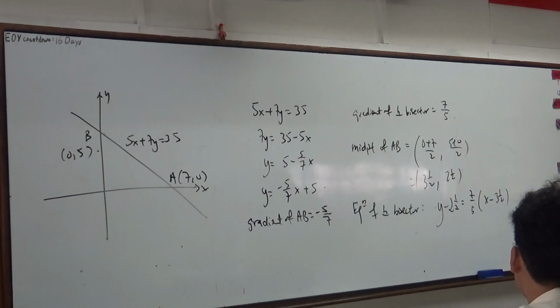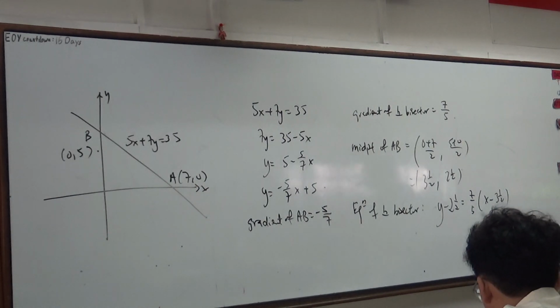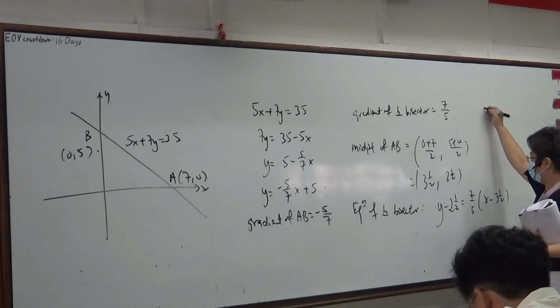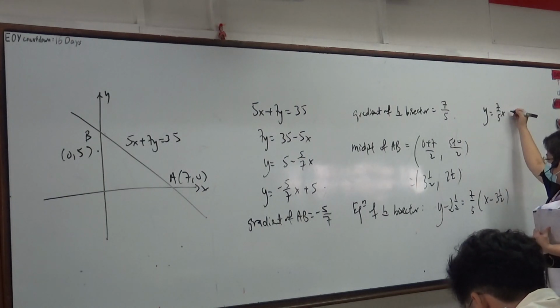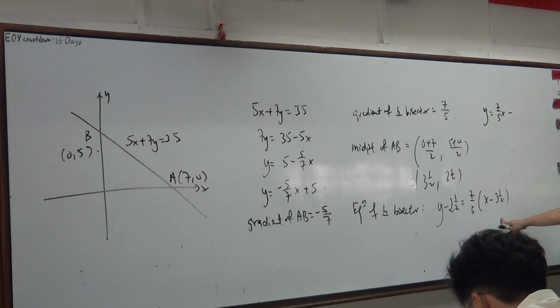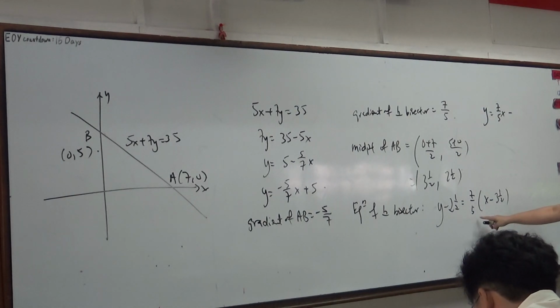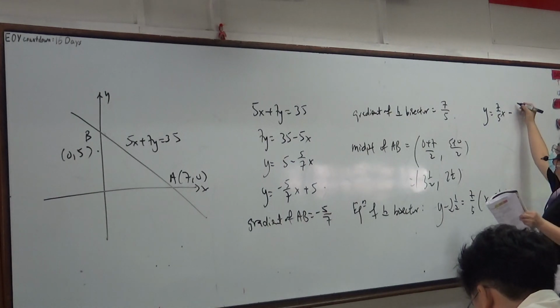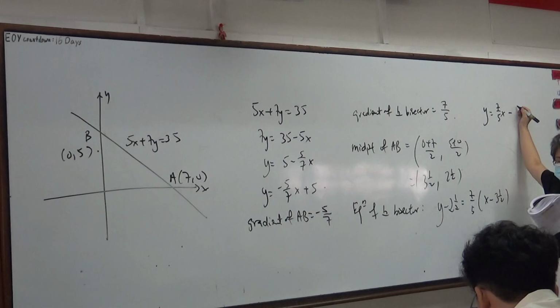Yes, okay? So, what am I supposed to do after that? I'm supposed to simplify this one first, right? So I will have y = 7/5 x minus, what is this? Can someone key for me? 7/5 times 3.5, negative. Then plus 2.5, what is it? Negative what? I want fraction.